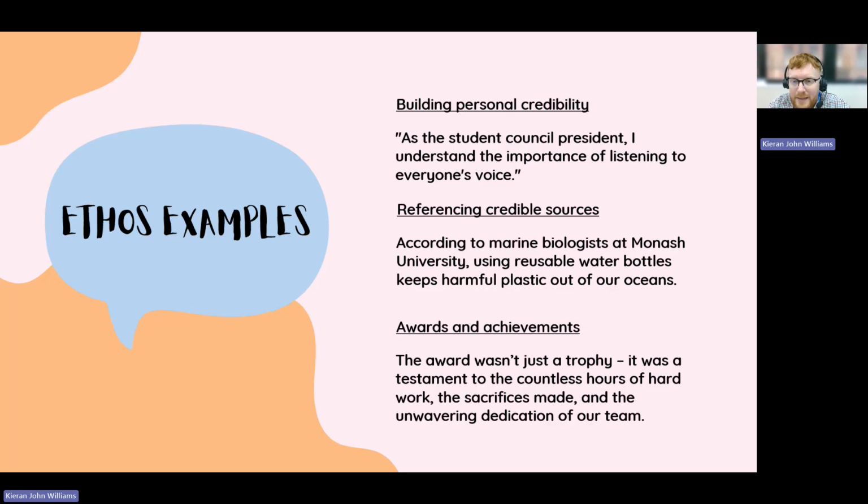And lastly, winning this award was proof of years of sacrifice and dedication. So this shows that you have lived through what you are describing, and you have some insights to give from it. So each of these builds credibility through personal responsibility, expert sources, and recognized achievements, respectively.